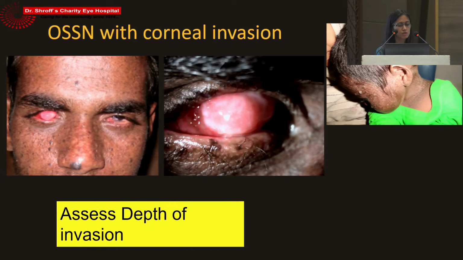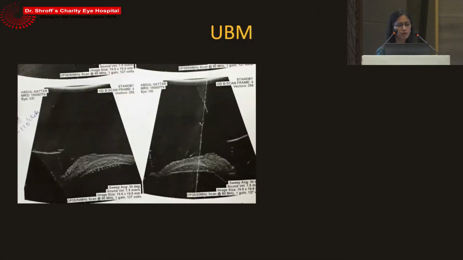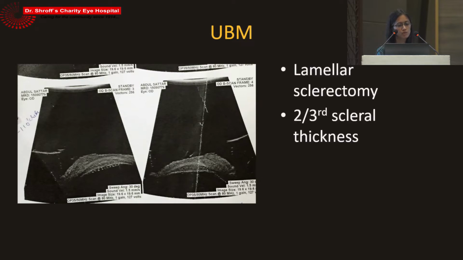This was a young patient with a corneal OSSN, which was covering almost the whole of the cornea, where we can never be sure whether it's going into the stroma of the cornea or not. So these are the situations where you might have to do a pre-op UBM and be prepared for a little more extensive surgical excision than just a simple excision of the lesion. If required, we can go for a lamellar keratectomy or a sclerectomy for this patient.